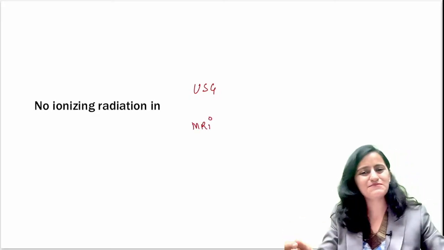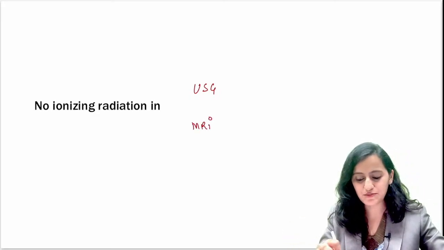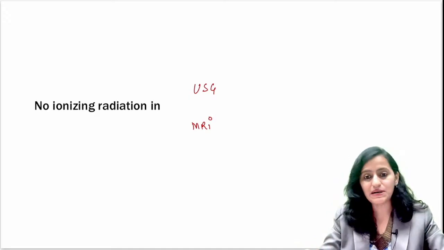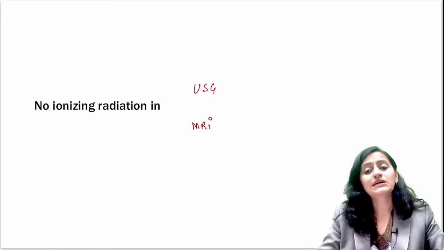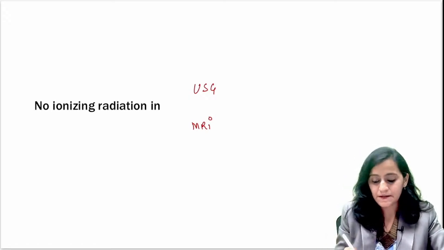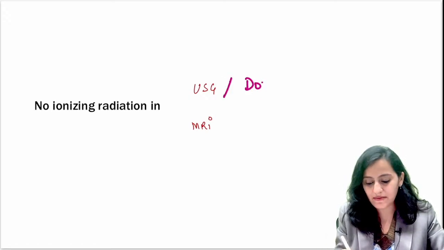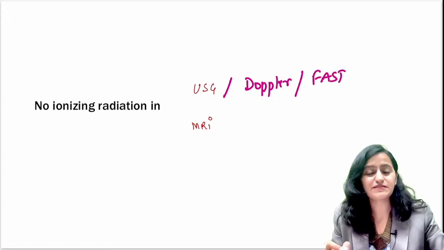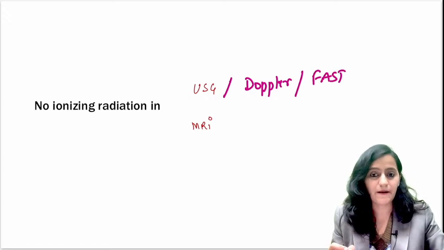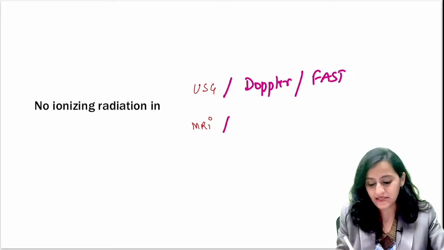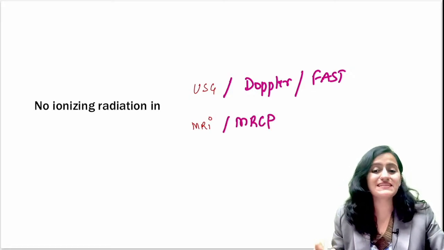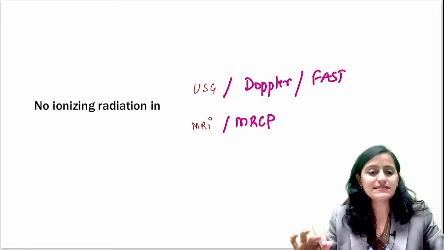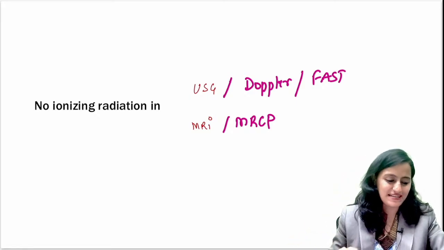This is one of the very basic but very important questions, which is asked very frequently in the exam. There is no radiation in ultrasound and MRI, and that is why we do ultrasound and MRI in pregnancy. When I say ultrasound, also remember Doppler because it is ultrasound. Also remember FAST, because it is focused assessment sonography for trauma. That is not going to have radiation. And when I say MRI, it also means MRCP because that is again a type of MRI. So ultrasound and MRI have no ionizing radiation.